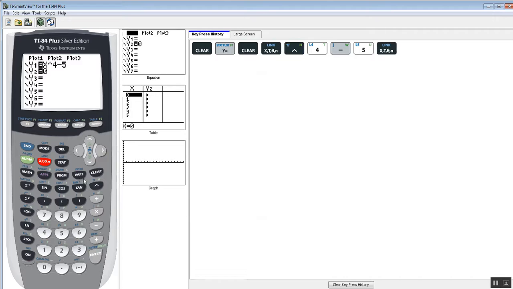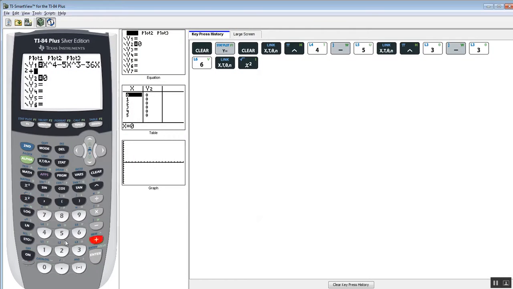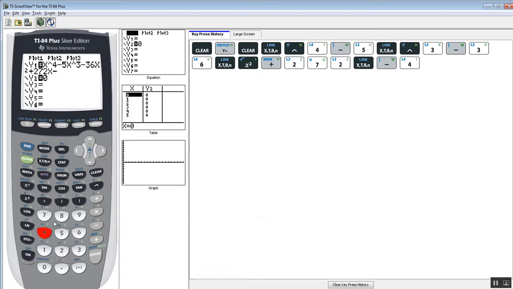Minus 5x a third, minus 36x squared, plus 272x, minus 448. And you have to have 0 on y2. This process does not work. So I have 0 on y2.